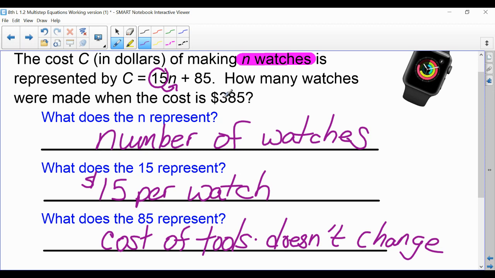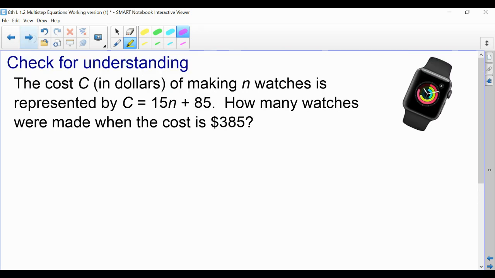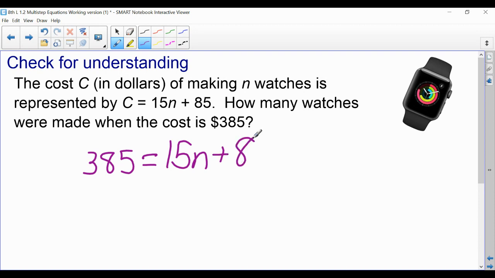So then we have the cost for this batch of watches that you just made is $385, which is your cost. So here's where our equation is. We have 385, our cost total, for $15 per watch plus the cost of the tools that we had to buy to do this. So here's our constant over here, 85.